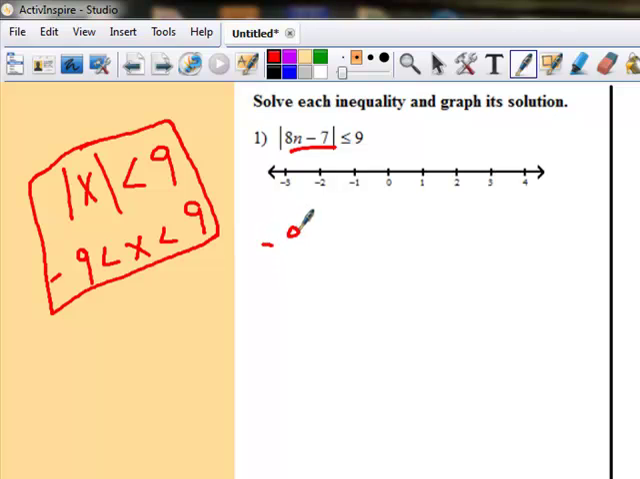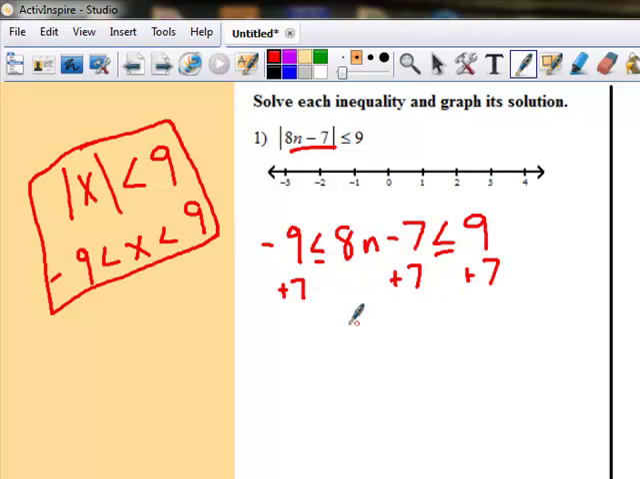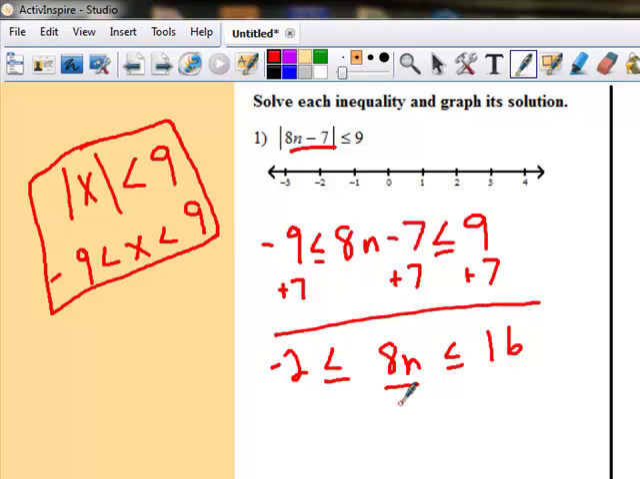So you take the expression that's inside the absolute value bars and you write that in between opposites. There was a less than or equal to, so I need the line underneath my inequality, and I have it in between -9 and 9. And now the easy part is just to get n all by itself in the middle. So I need to add 7 to all pieces, and then once we do that, we're going to get -2 is less than or equal to 8n, which is less than or equal to 16. Divide everything by 8, and we just simplify.